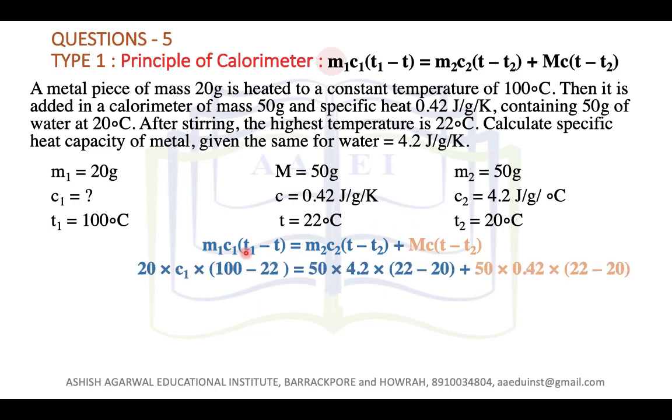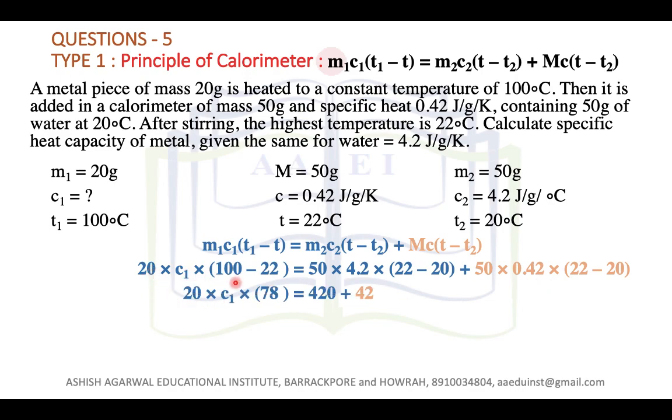So M1, C1, (T1 minus T): we know M1 is 20, substituted. C1 we don't know, let it remain as such. T1 minus T is 100 minus 22. Then M2, C2, (T minus T2): M2 is 50, C2 is 4.2, and T minus T2 is 22 minus 20. The calorimeter term, capital M capital C, is 50 gram into 0.42, and once again T minus T2, which is 22 minus 20. Let us calculate.